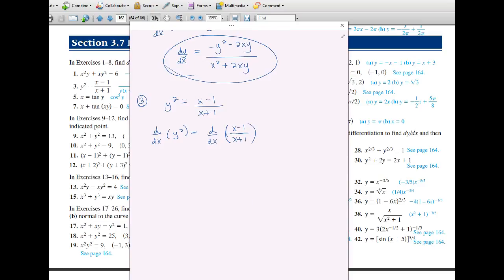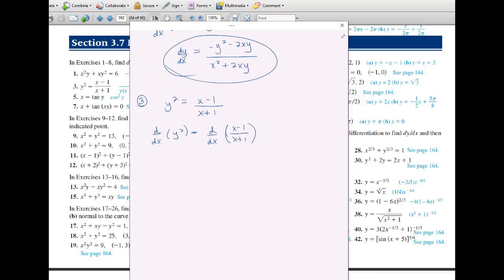But the right side is going to be the quotient rule. However, notice the right side only has x's, so we don't have to worry about the whole dy dx thing. We only have to worry about that on the left side. So this one is just going to have one dy dx. On the right side you have to do the quotient rule, but it's not that bad.